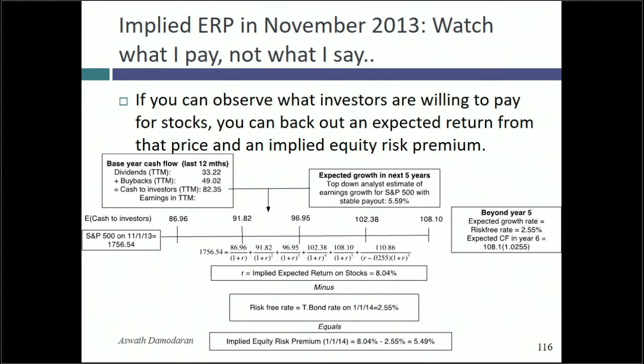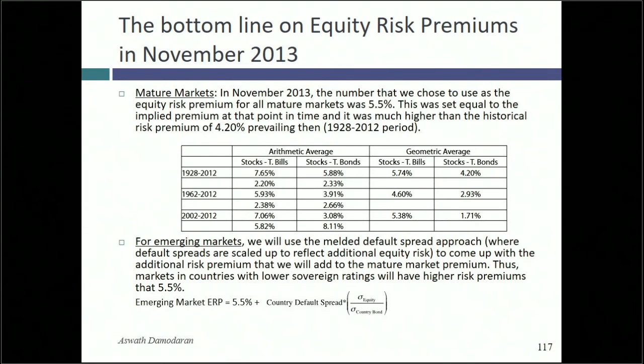Question? How many companies do not pay any dividends or buybacks? In the S&P 500, about 30%. Across the entire market, about 60%. So, when you do that computation, why do those companies not pay dividends?